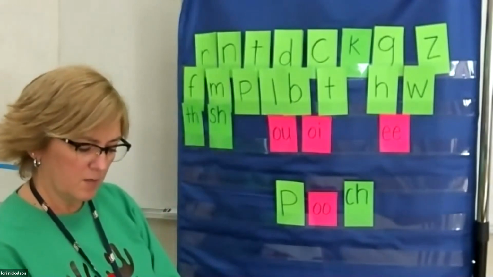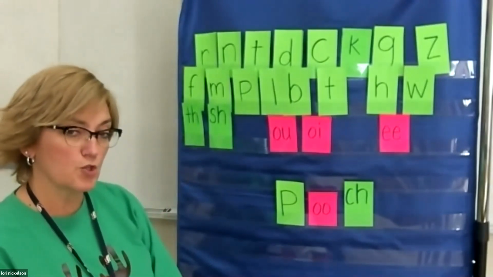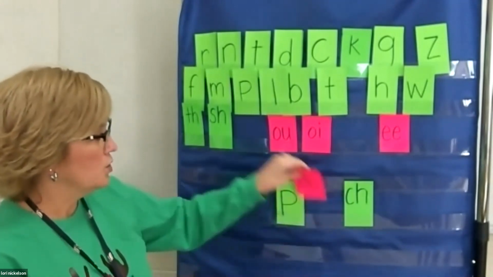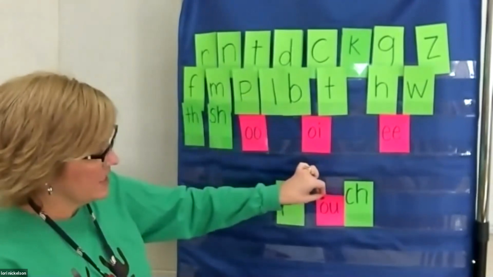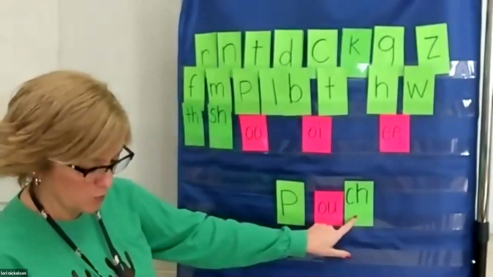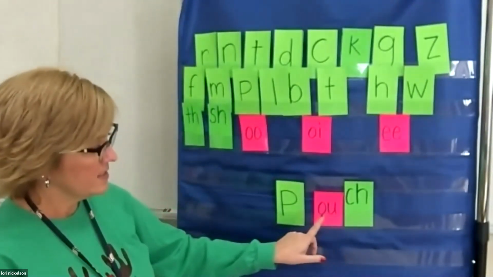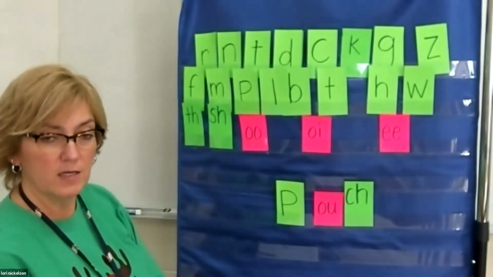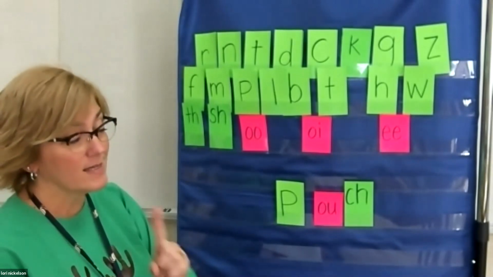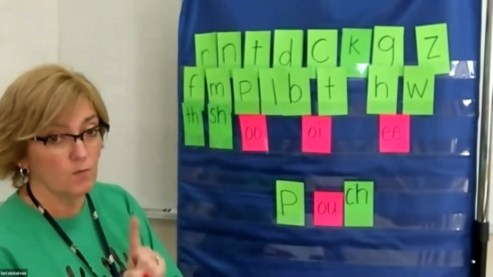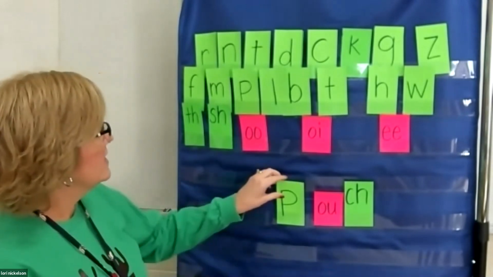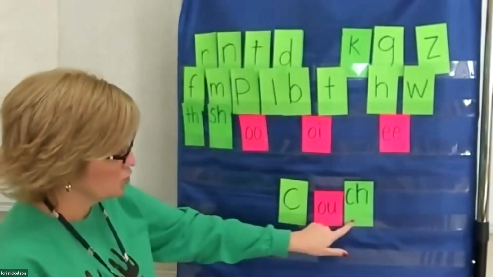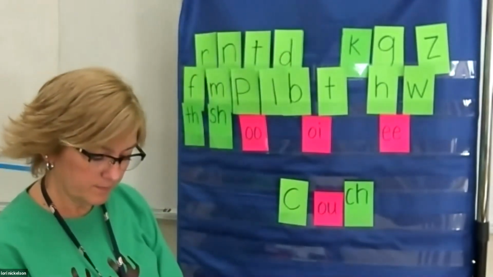Good. Well, let's make pooch into pouch. What makes the ow sound? The OU. Good. The OU makes the ow sound. So now pouch. Great. So let's make pouch into couch. What am I going to replace the beginning with? K. Now it sounds like a K, but it's not a K. What letter is it? It's a C. Good. C. Couch. Great job.